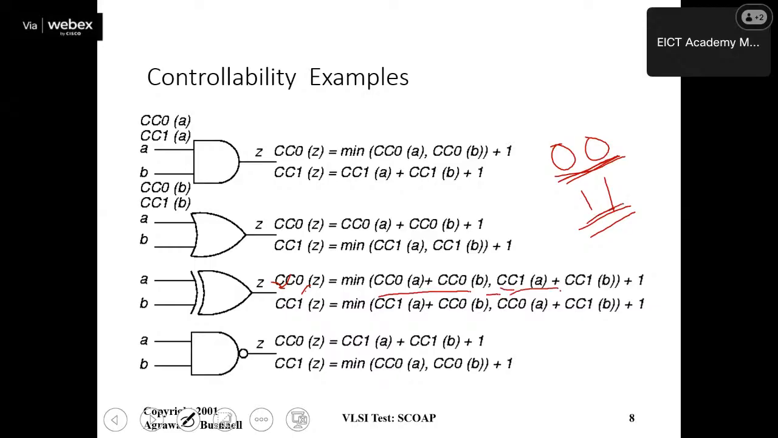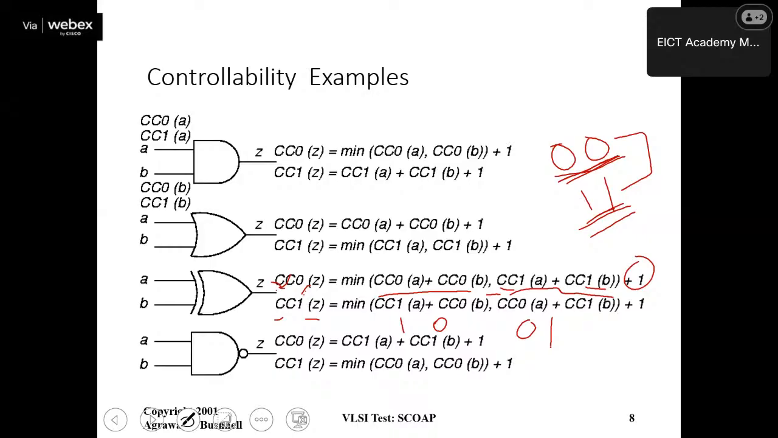So CC1 of A plus CC1 of B, and this 1 is because of the level change. There are 2 possibilities, so I have to choose the minimum possible: CC0 of A plus CC0 of B, comma, CC1 of A plus CC1 of B. I can take that, and that's going to give me the CC0. And likewise CC1, because CC1 gives us the combination 1, 0 and 0, 1, and that is responsible for getting 1 at the output. So we can have it in this way.